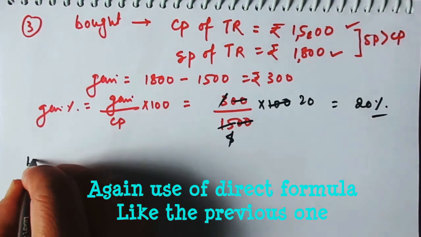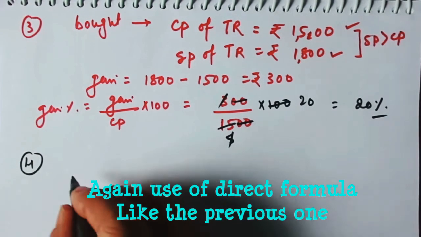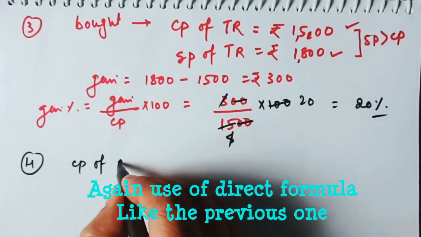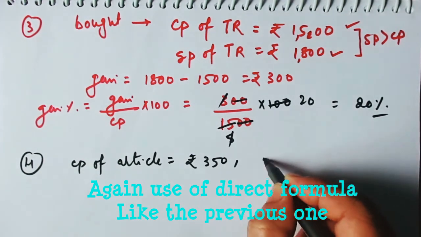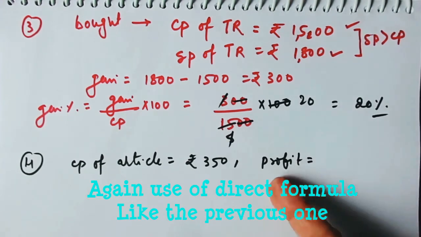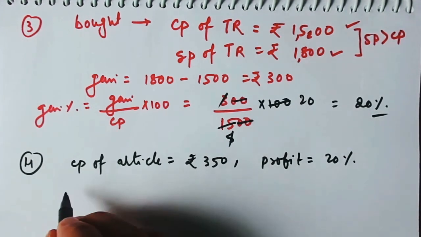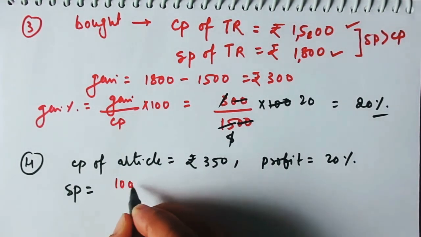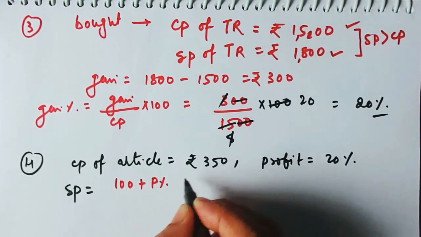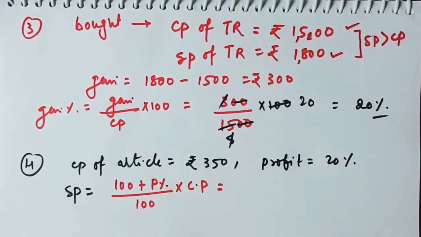That's number 4. What do we have? An article was bought for rupees 350. So the cost price of the article is equal to rupees 350. They have not given you profit in rupees, but this time they have given it in percentage. So find the selling price. Right now I had taught you, use the direct formula. Selling price is equal to 100 plus profit percent or gain percent by 100 into cost price. I'll write it so many times that it will get stuck in your brain.